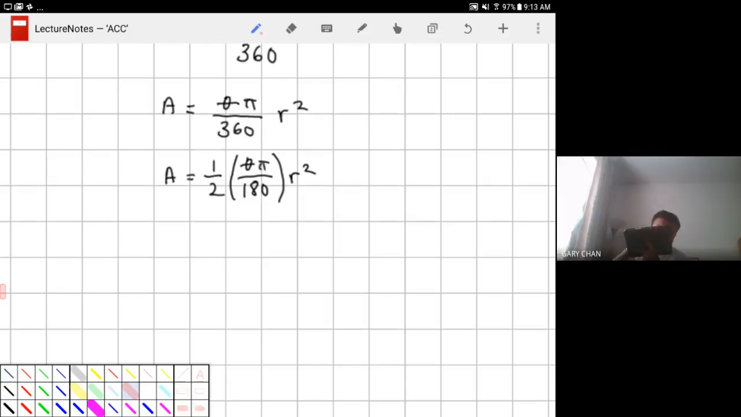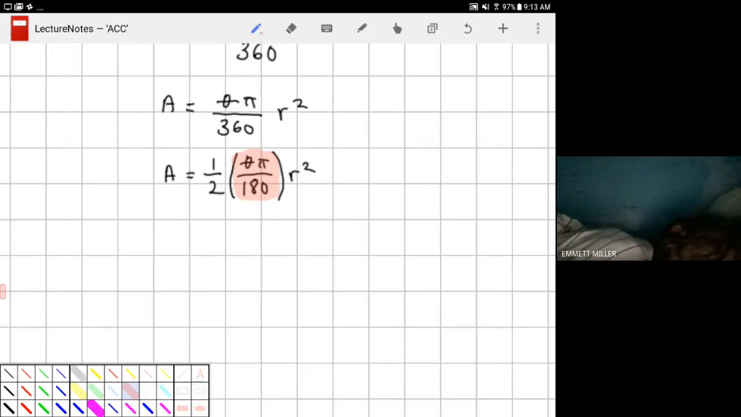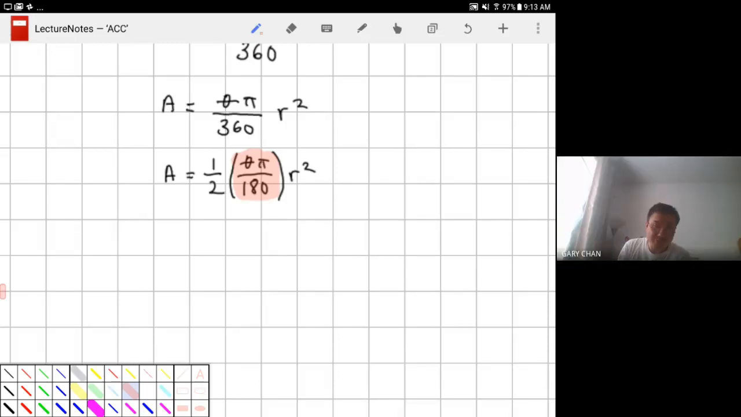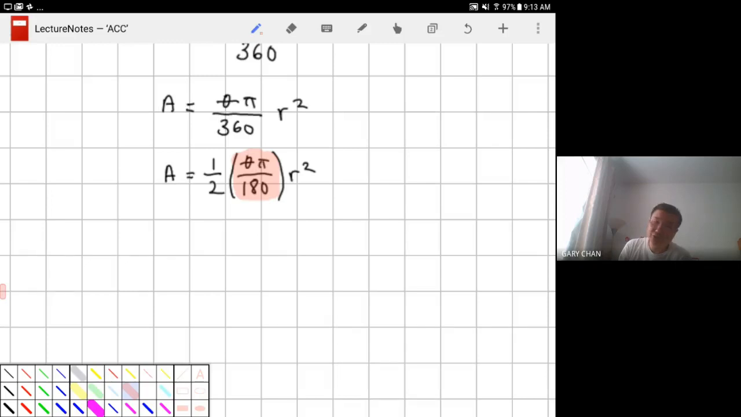Okay, so one more time. What's this? Where have we seen that before? That's the conversion equation from degrees to radians. Okay, and again, it is the conversion from degrees to radians.